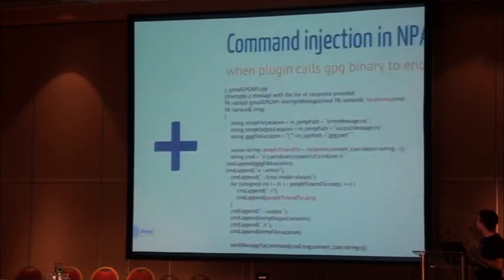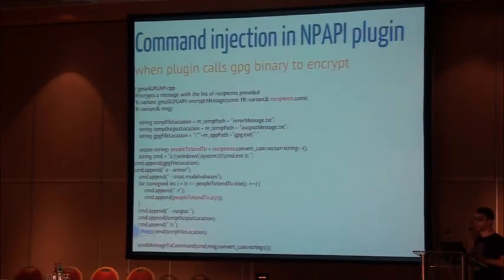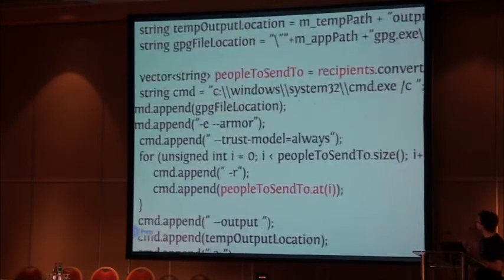But the second one was the command injection in the NPAPI plugin. The vulnerable function was the one used to encrypt messages. When you encrypt a message with PGP, you need to know who to encrypt it to, because you need the public keys. So the list of recipients came from Gmail. As you can probably see, there's something fishy going on, because there are a lot of command strings appended to each other and then later executed.